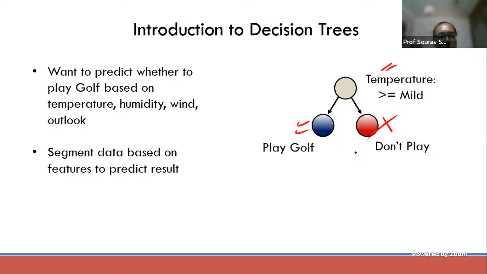Right? Now, if I get something like this, my problem is solved. Because whenever someone asks me to take a decision whether to play golf or not, I'll simply ask, what exactly is the temperature outside? If the temperature is less than mild, fine. We'll suggest, okay, just go and play golf. If the temperature is more than mild, our suggestion would be don't play golf. Right?